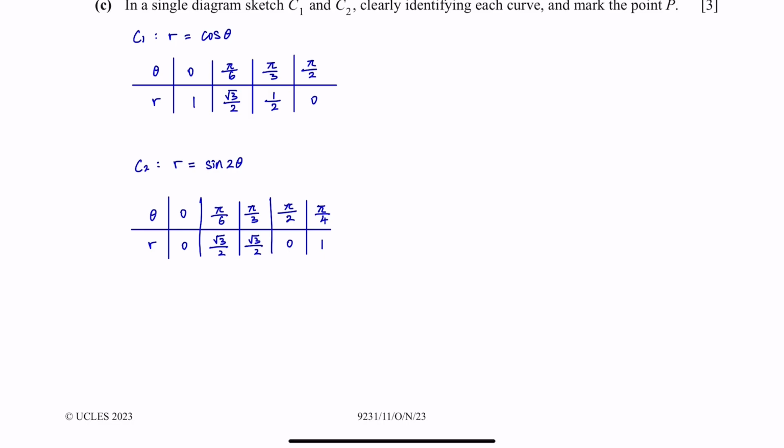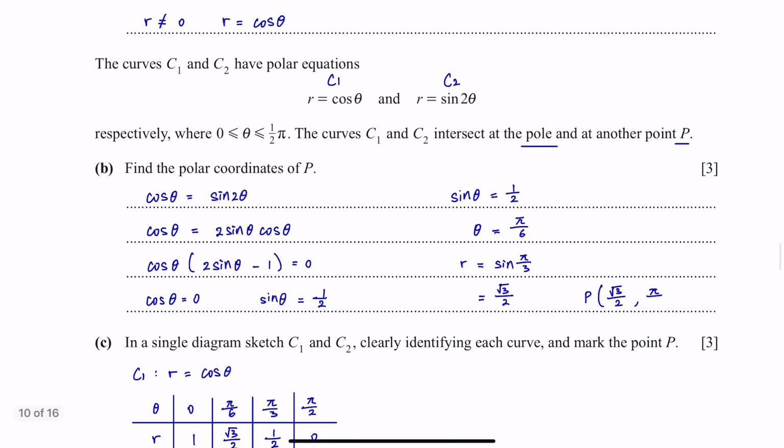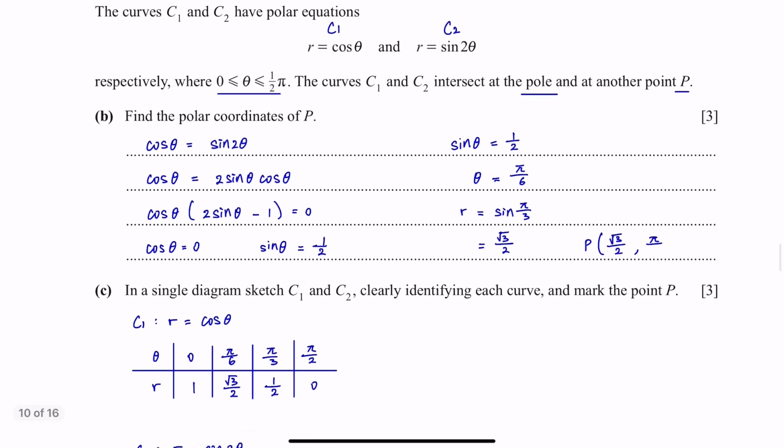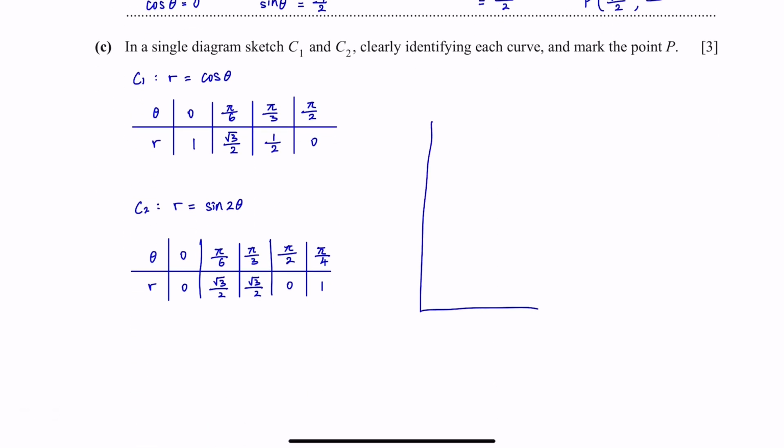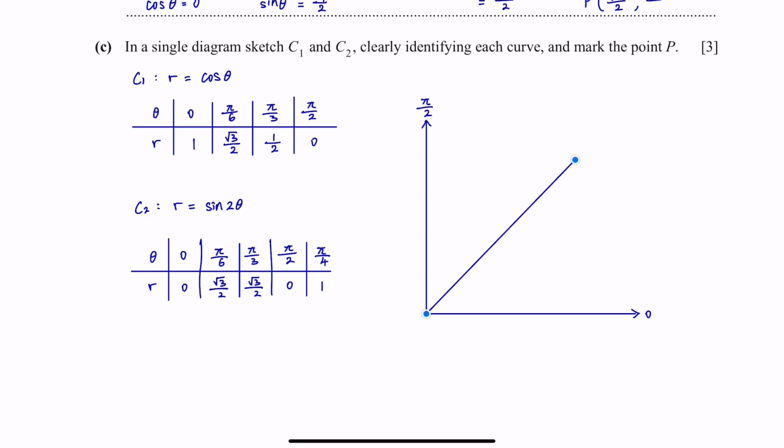So let's sketch the graph for now. First we need to do it for this range only. So yes, this will be 0. This will be pi over 2. And we can have pi over 4, pi over 6 around here, and pi over 3 is around here. This is pi over 6, this is pi over 4, this is pi over 3.